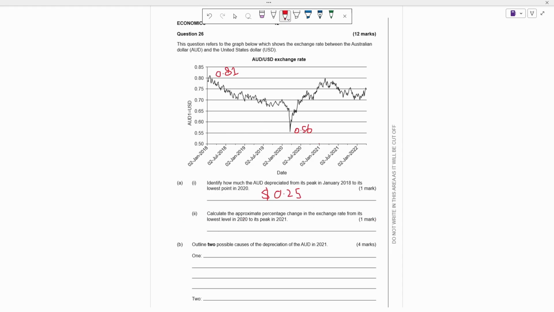Now part 2, calculate the approximate percentage change in the exchange rate from its lowest level in 2020 to its peak in 2021. So its lowest level in 2020 is just 0.56, and its peak in 2021 you would say is 0.80. So we're calculating the percentage change from 0.56 to 0.80. Now the formula for the percentage change is the new year, so that's 0.80, take away the previous year, so that's 0.56, divided by the previous year, so that's 0.56, times 100. So once we substitute these numbers in, 0.80 take away 0.56 divided by 0.56 times 100, that's going to give us 42.8%. Round that up, and that gives us part B.